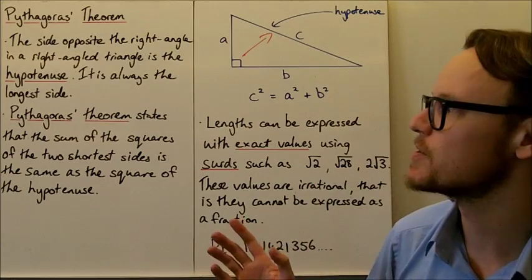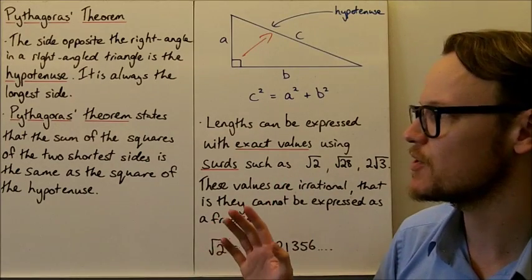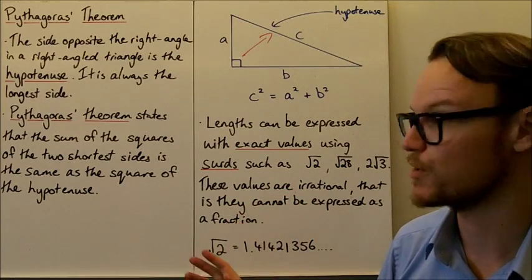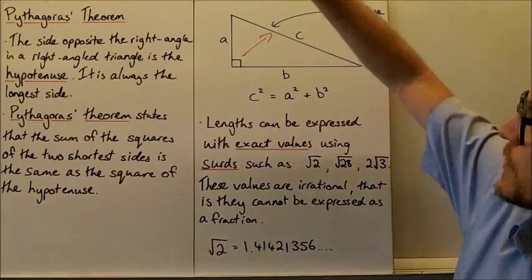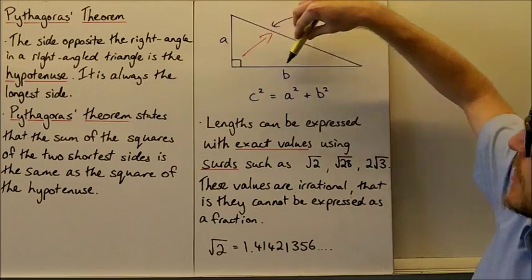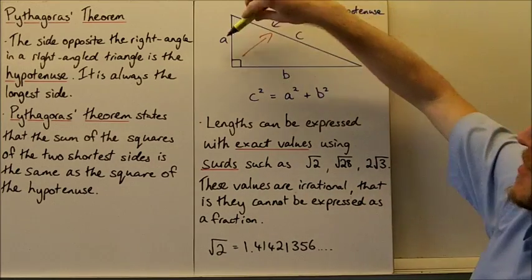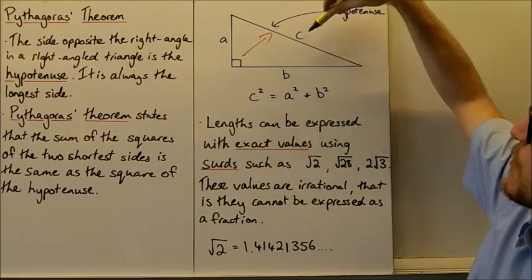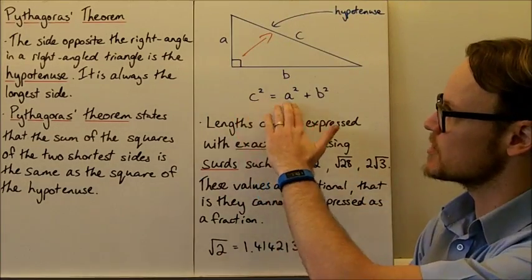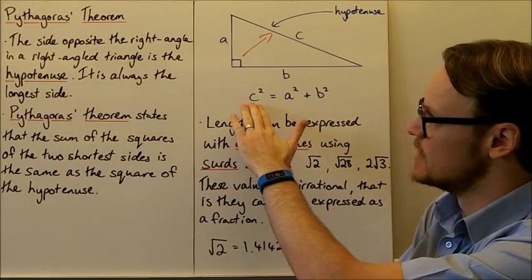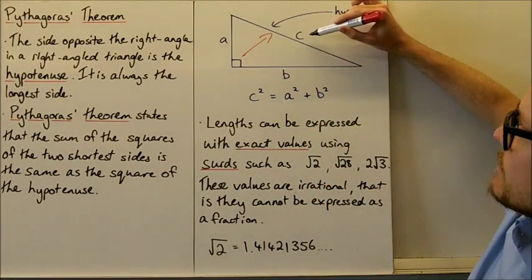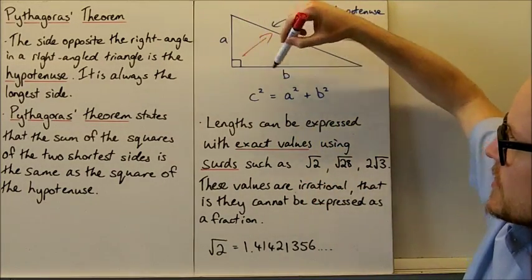Pythagoras' theorem states that the sum of the squares of the two shortest sides in a right angled triangle is the same as the square of the hypotenuse. So, what this means is, if I was to take the square of this side length and the square of this side length and add them together, find the sum, then that would be the same as this length squared. That can be expressed as an equation: c squared is equal to a squared plus b squared. So this length squared is the same as this length squared plus this length squared.